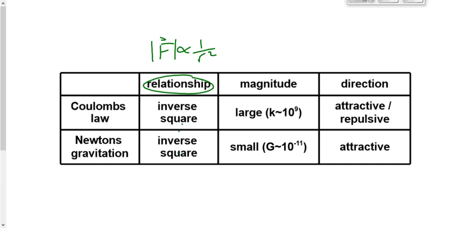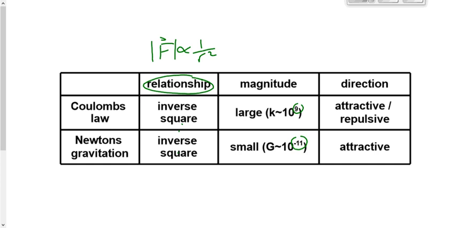How do we remember which one is the smallest one? The constant. We look at the constant. Gravity is 10 to the minus 11. Coulomb's law is 10 to the positive 9. That's not why the electric force is stronger than the force of gravity, but that's what helps us to remember that the electric force is bigger than the force of gravity. Bigger constant, bigger force. And finally, Coulomb's law can be attractive or repulsive, whereas gravity can only be attractive.